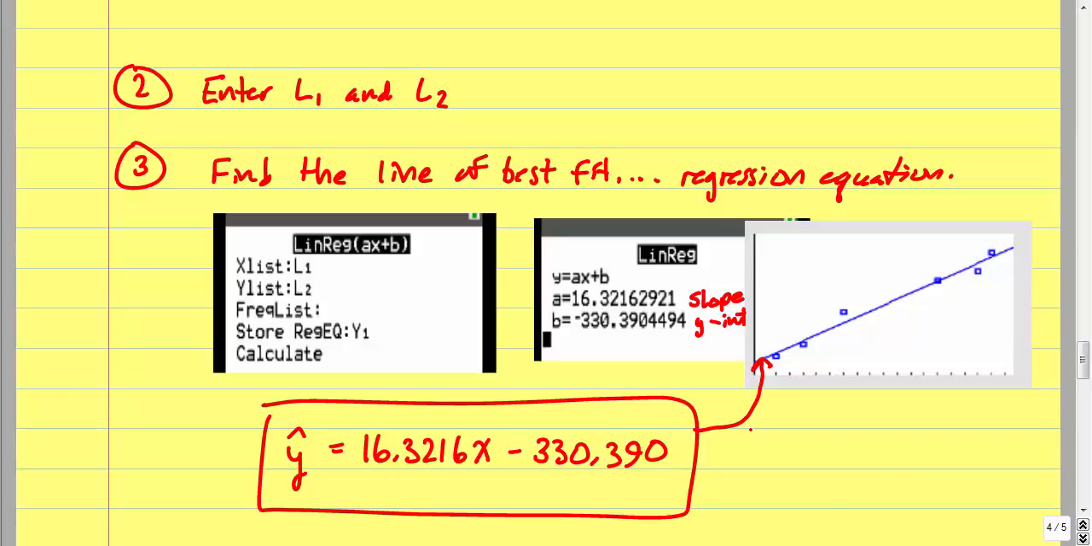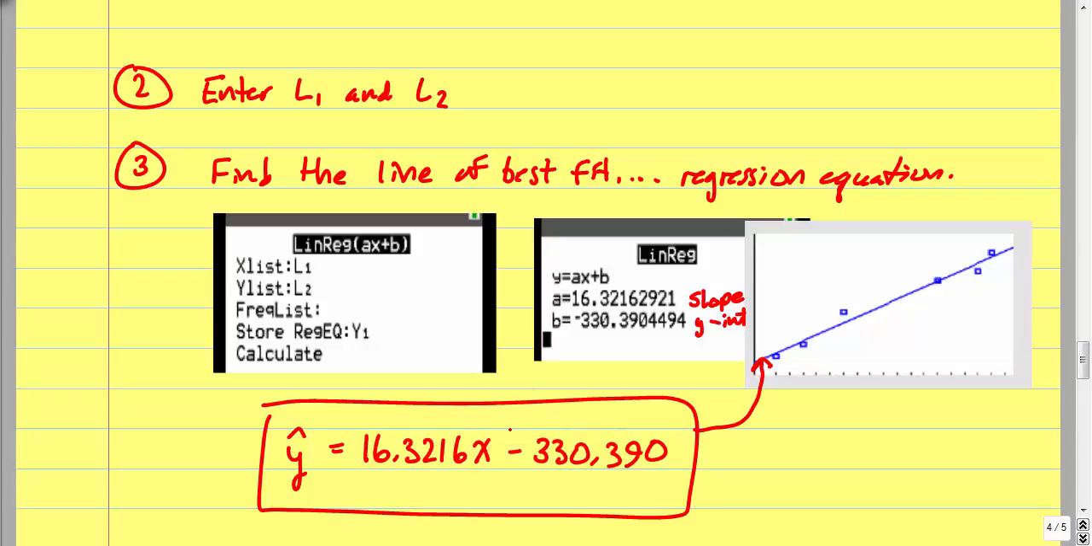Now we have to be careful about how you enter this. A lot of times in My Math Lab, it's not going to look for y hat equals ax plus b. It's going to look for b plus ax, or vice versa. So remember, the slope is always in front of the x, no matter which order these come in.